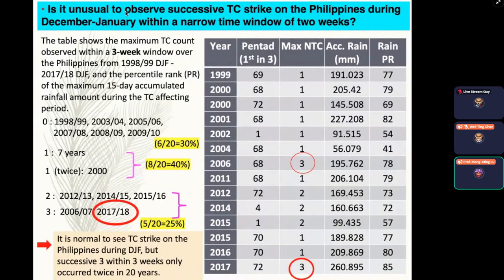And the 2017-18 is a La Nina winter. And the difference between these two frequent tropical cyclone winters is that during the 2017 case, the rainfall amount is much larger than the 2006 case. And we think that this may be because of the maturation of the La Nina.